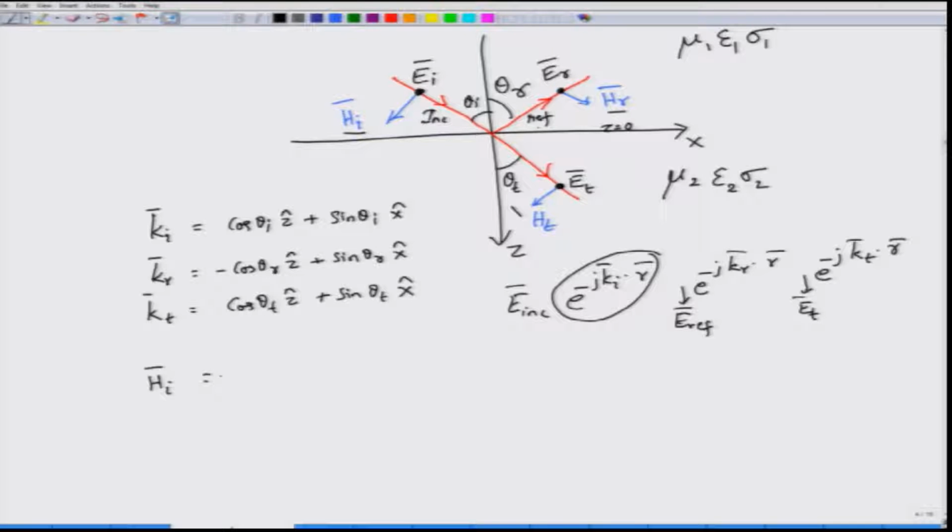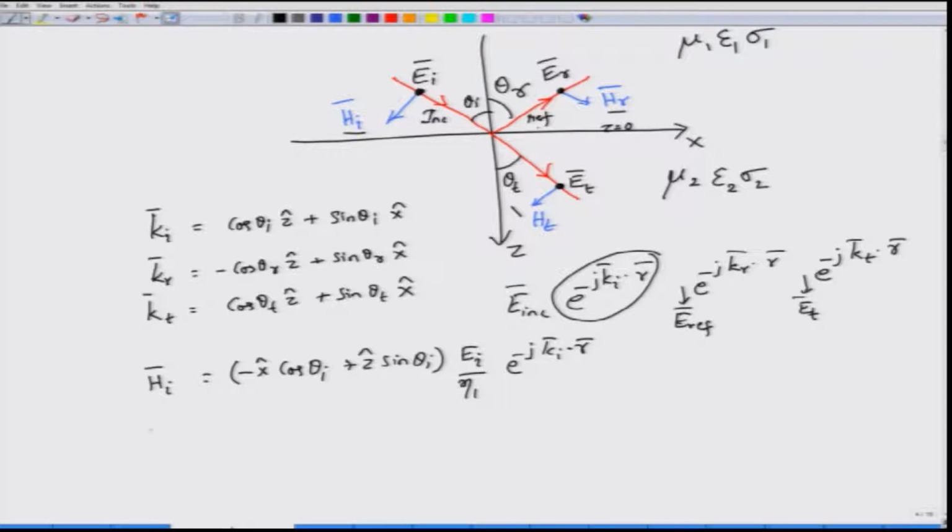Well, Hi will have one component along minus x direction and one component along z direction, correct. So the magnetic field will be given as minus x hat cos theta i, because there will be an angle of 90 minus theta, plus z hat sin theta i. Okay. This would be the direction of the magnetic field. If Ei is the amplitude of the incident electric field, then Ei by eta 1 will give you the amplitude of this magnetic field, right. And there is e to the power minus j k i dot r, which is coming from this particular expression.